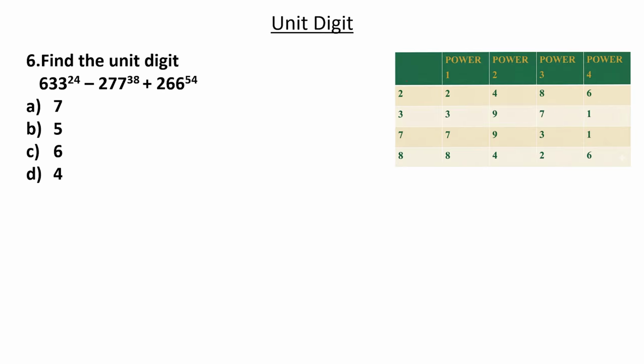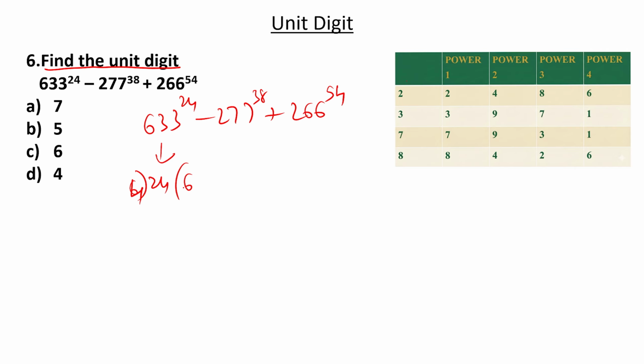Okay, I think we can do it. If you apply whatever I taught you in the unit digits up till now, you can easily solve this. Yep, so easy. Find the unit digit. 633 power 24 minus 277 power 38 plus 266 power 54. Since this one, 24 divided by 4, 6 4s are 24, 0. Okay, here we got remainder 0, so we are going to consider 3 power 4. 3 power 4 will get the value 1.